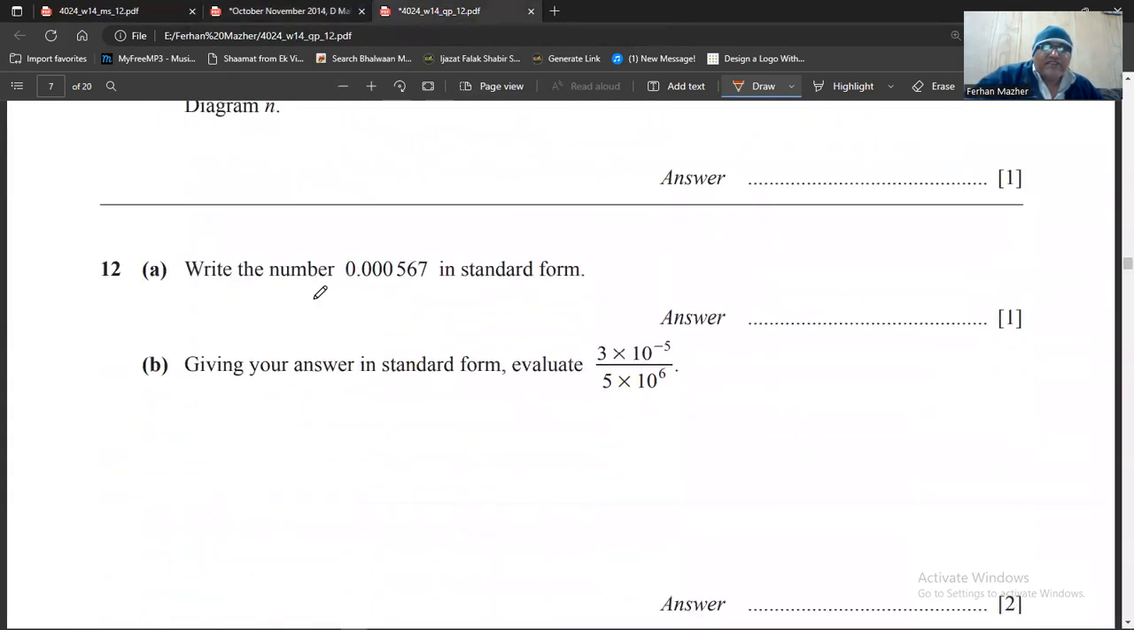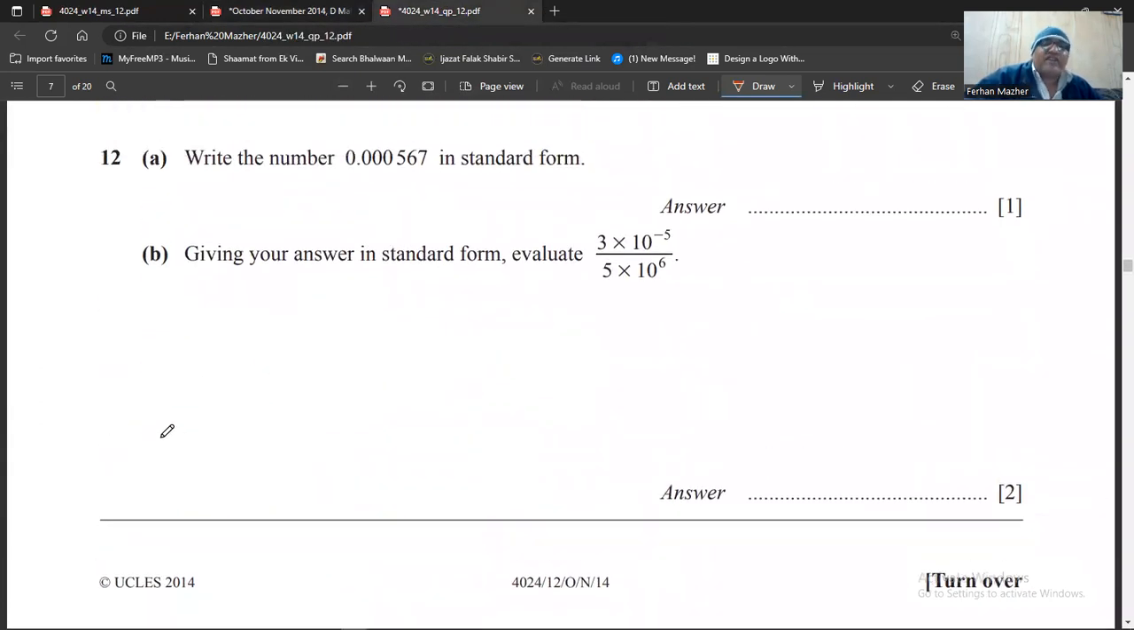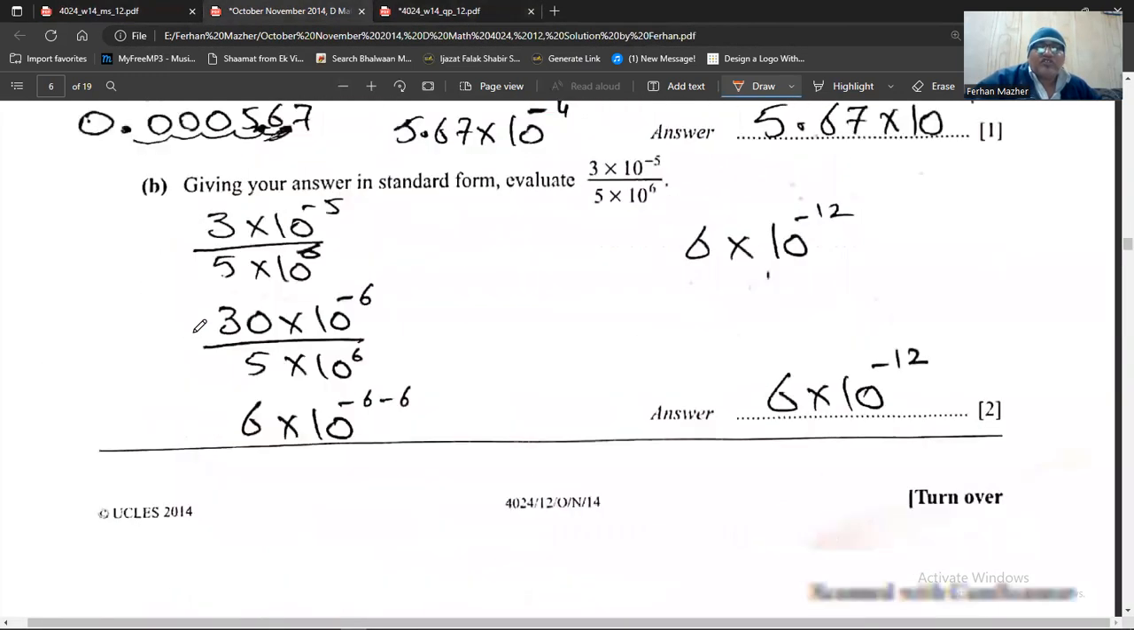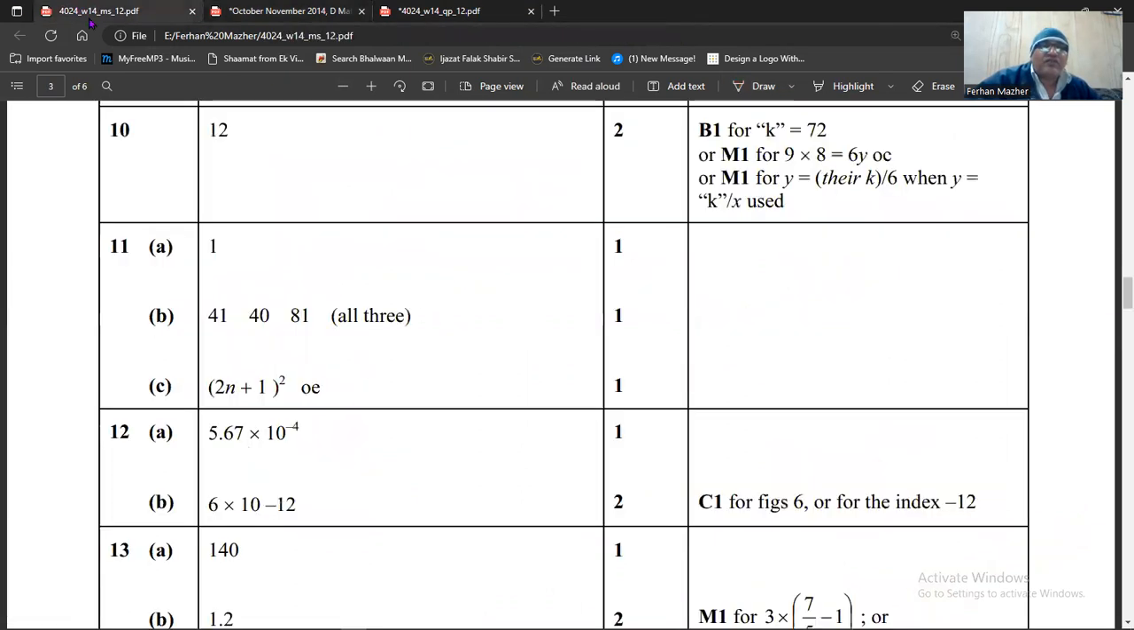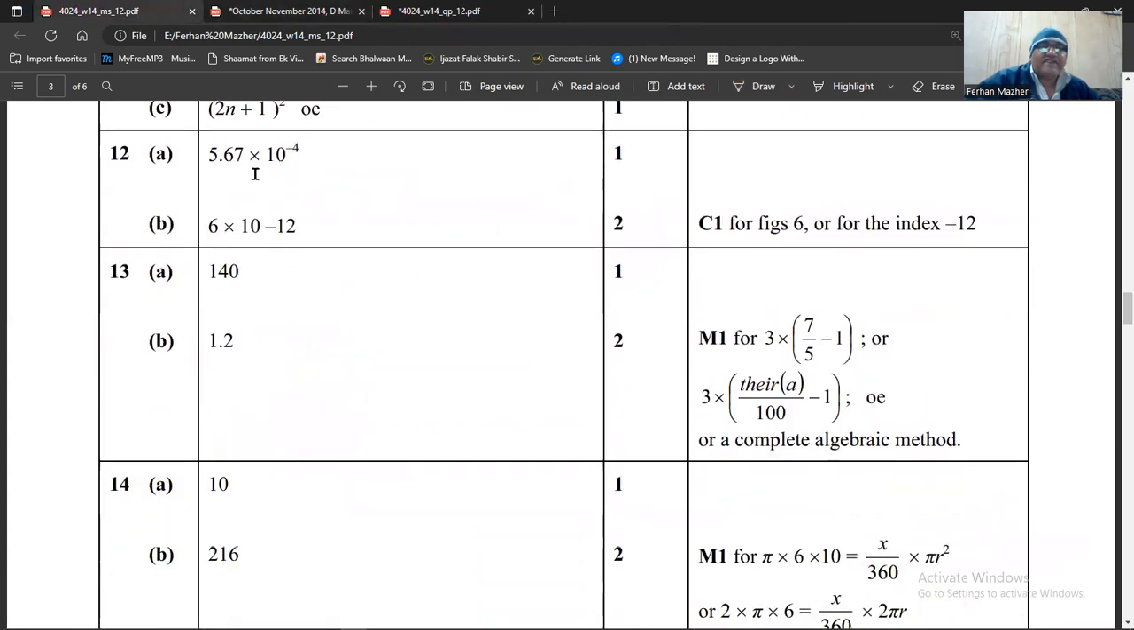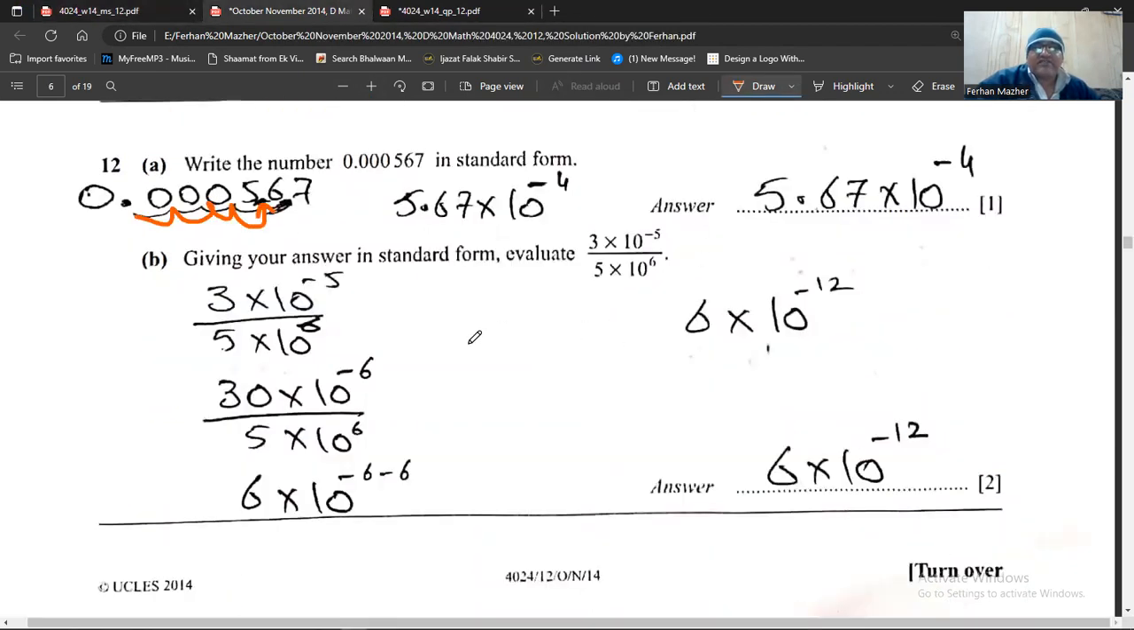Okay, we are going to the next question. That's question number 12. It says, write down the number 0.000567 in standard form. So this decimal we move 1, 2, 3, 4 steps. So you will have 5.67 × 10^-4 because your decimal has moved. So you see it will be 1, 2, 3, and it will come here. So it will be 5.67 × 10^-4. That's the right answer, sir.